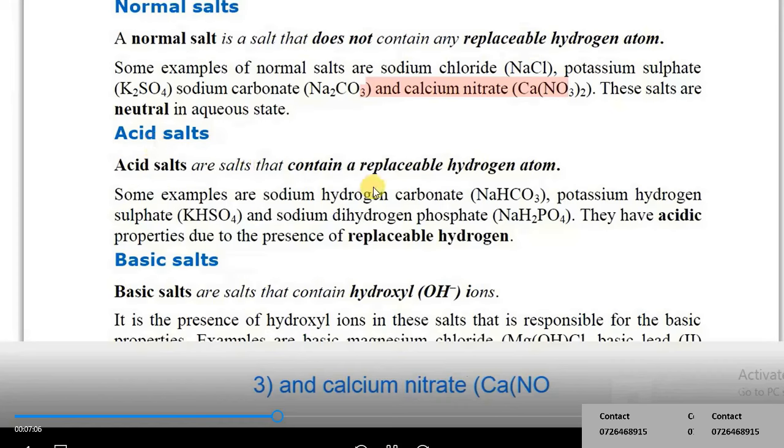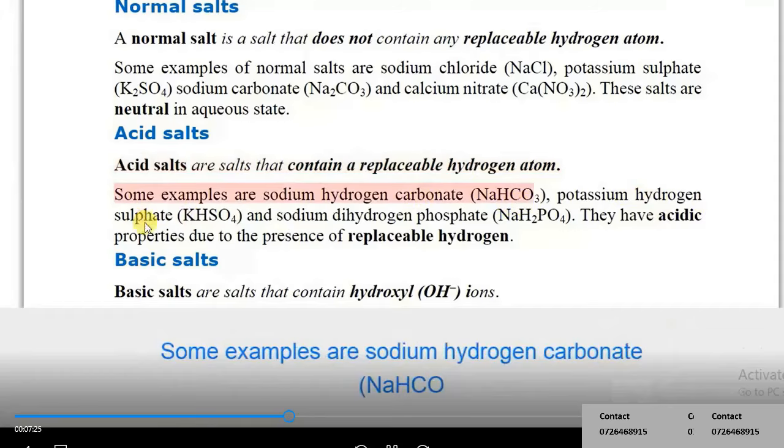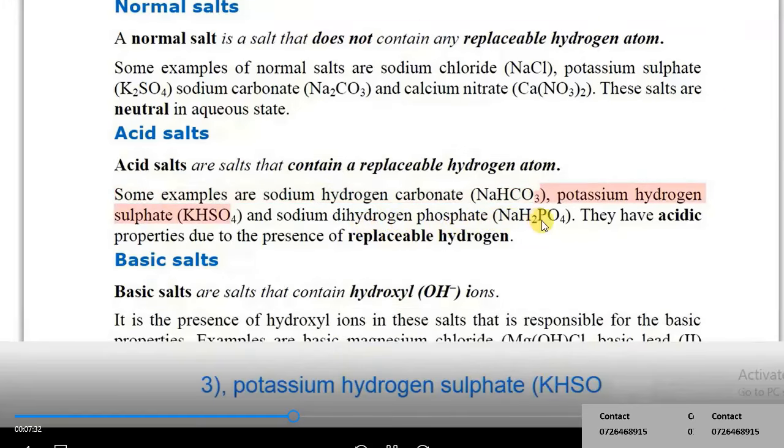Acid salts. Acid salts are salts that contain a replaceable hydrogen atom. Some examples are sodium hydrogen carbonate, potassium hydrogen sulfate, and sodium dihydrogen phosphate. They have acidic properties due to the presence of a replaceable hydrogen.